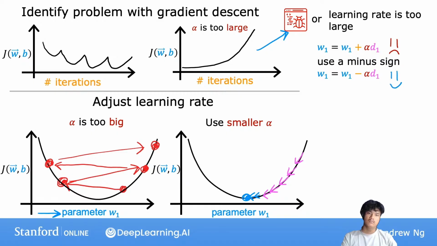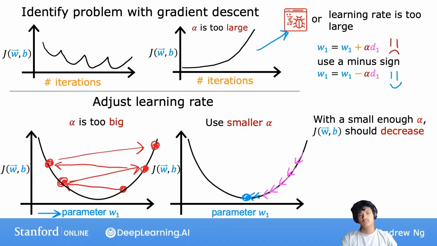One debugging tip for a correct implementation of gradient descent is that with a small enough learning rate, the cost function should decrease on every single iteration. So if gradient descent isn't working, one thing I will often do, and I hope you find this tip useful too, is just set alpha to be a very, very small number and see if that causes the cost to decrease on every iteration. If, even with alpha set to a very small number, J doesn't decrease on every single iteration, but instead sometimes increases, then that usually means there's a bug somewhere in the code.